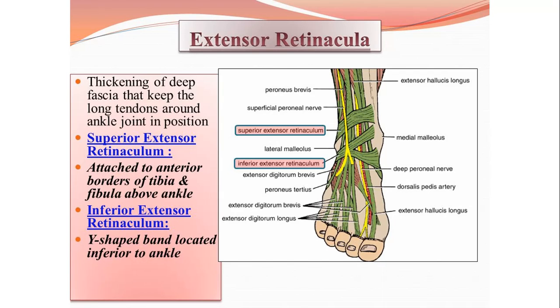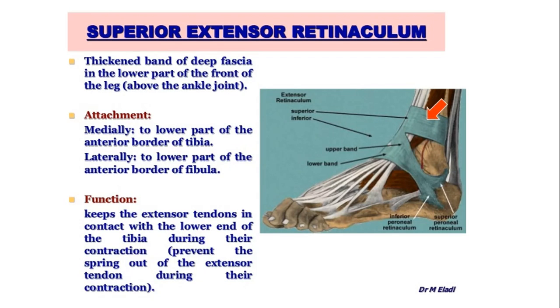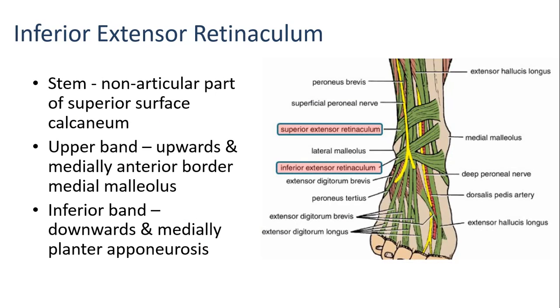So, the extensor retinacula, superior and inferior, that you have seen before. The superior one is attached to the lower end of the tibia and fibula, the lower part of the anterior border of tibia and the lower part of the anterior border of fibula, and its function is to stabilize the tendons while they are functioning. The inferior extensor retinaculum is attached by its stem to the non-articular part of the superior surface of the calcaneum on the lateral side, and medially it is attached to the medial malleolus and to the plantar aponeurosis inferior band.